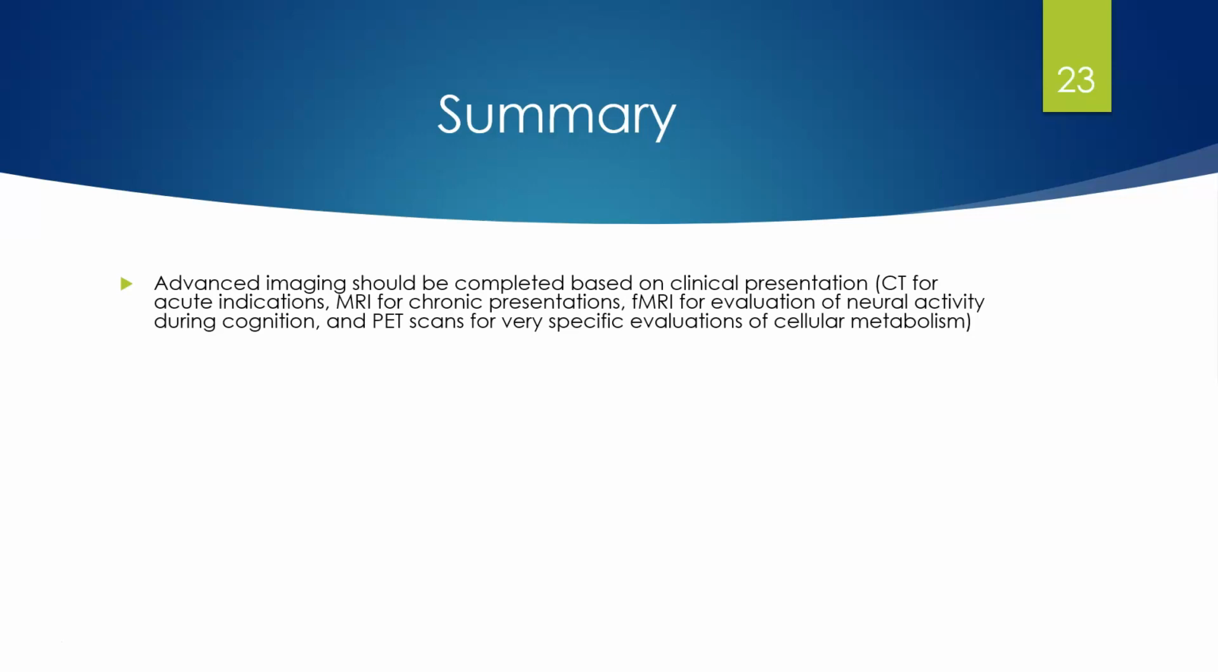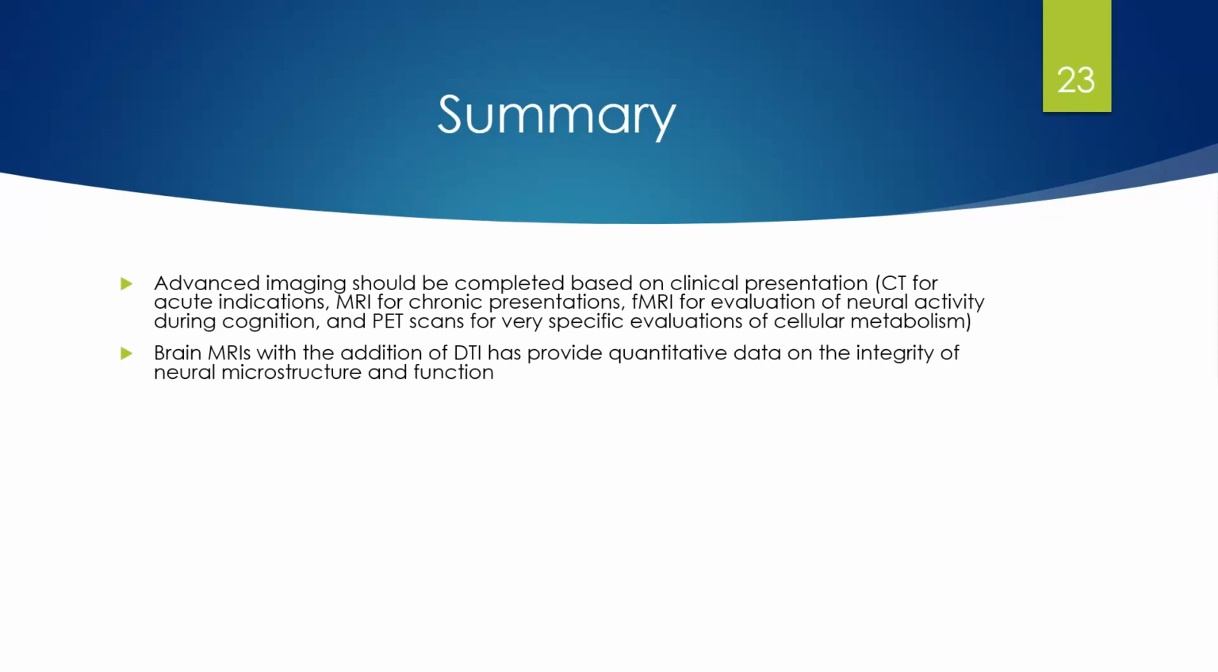If we're looking for more functional imaging, where we're looking at what parts of the brain are working, that's where the functional MRI is tremendously helpful. Or if we want to look at cellular metabolism, that's where the PET scan is going to be ideal for us. Brain MRIs, especially with the addition of DTI, provide quantitative data on the integrity of the neural microstructure and its overall function, and that's important because it helps guide what we're going to do with our patients.